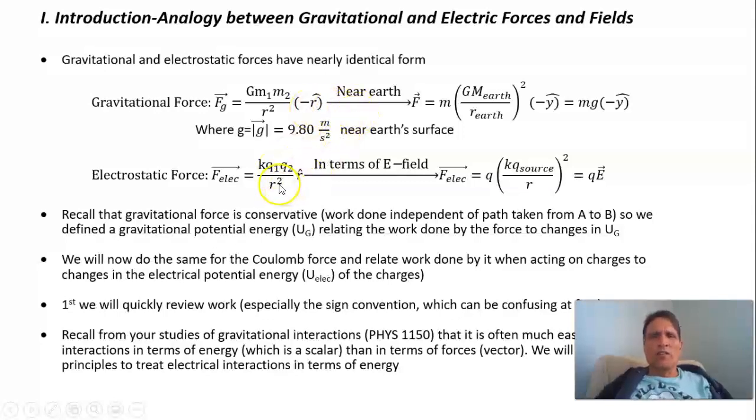But this 1 over r squared dependence gives rise to the fact that both of these forces behave very similarly, and they're what are called conservative forces. In other words, if you calculate the work done by each of these forces in moving a body or a charge between 2 points, the work doesn't depend on the path taken, okay? And that allows us to define, similarly to gravitational potential energy, this quantity called the electric potential energy, electrical potential energy.